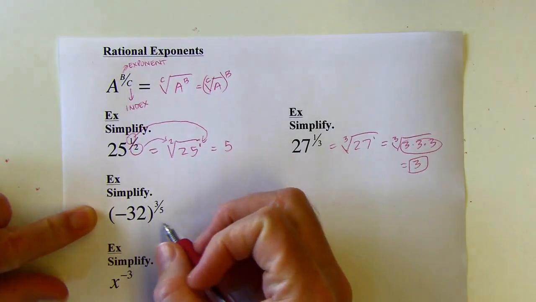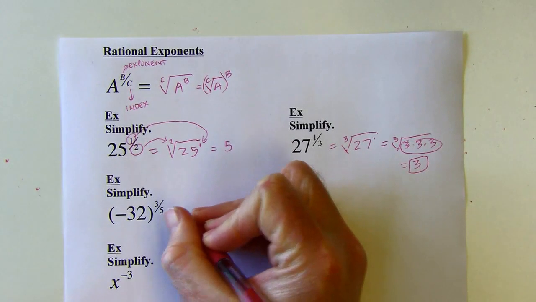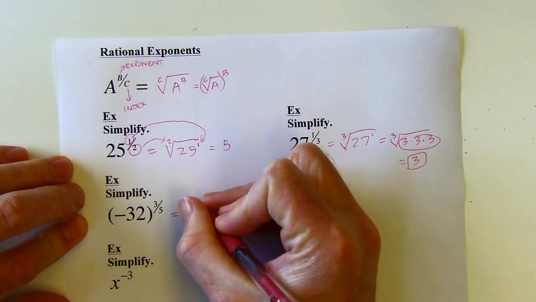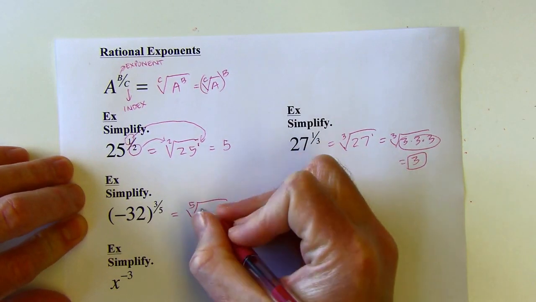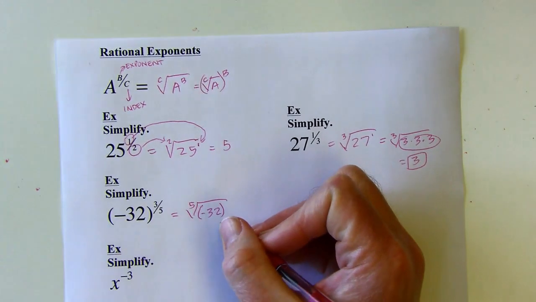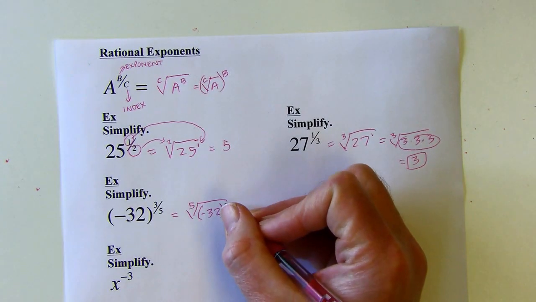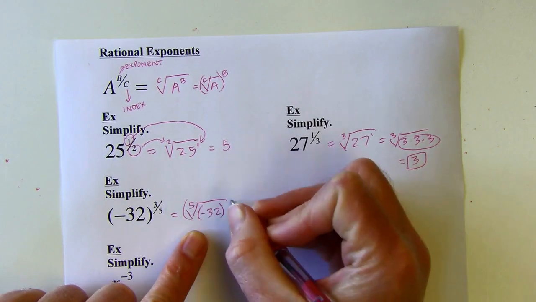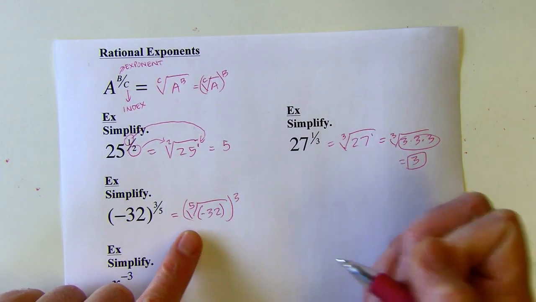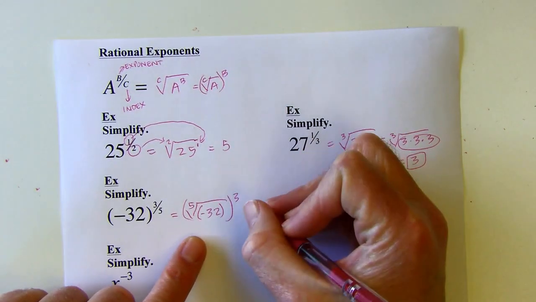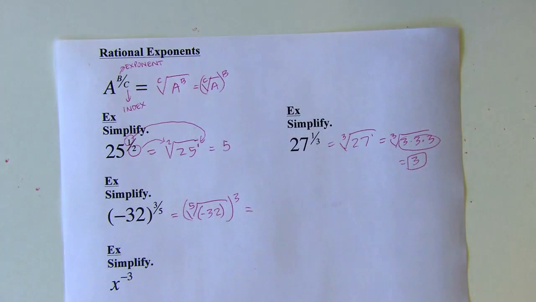So I've got negative 32 to the 3/5. So writing this as a radical, the denominator is going to be the index, okay? And I didn't need to put that in parentheses. I just wrote that without thinking. But then I can put the 3 either in here. I would actually rather try to find the 5th root of negative 32 and then raise it to the 3rd. But you could do it either way. Okay. So now let's look at this. Now I'm thinking, what raised to the 5th power equals negative 32?